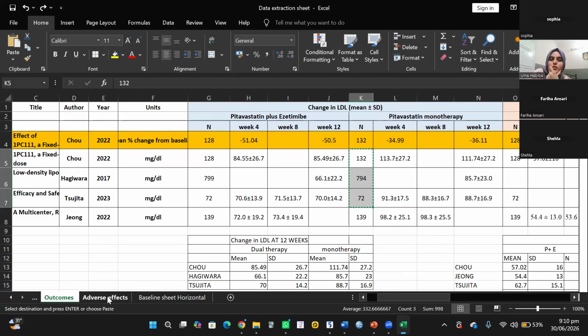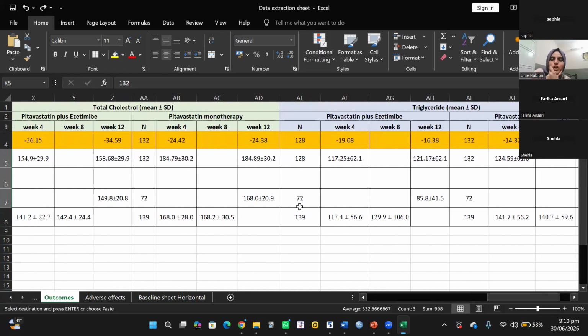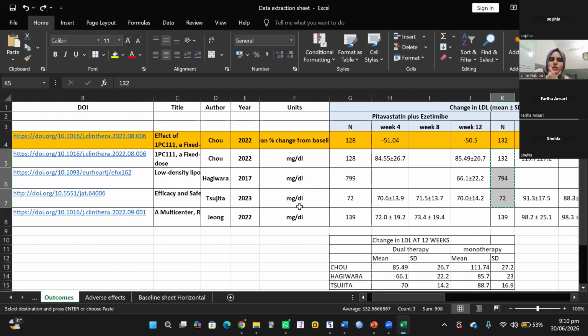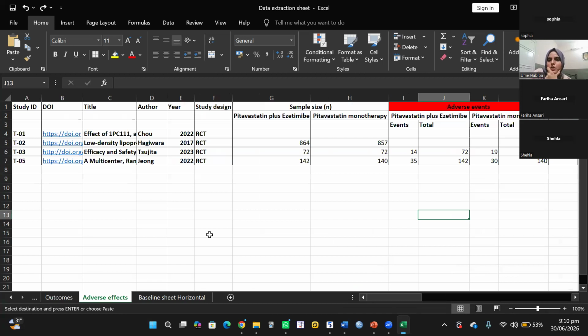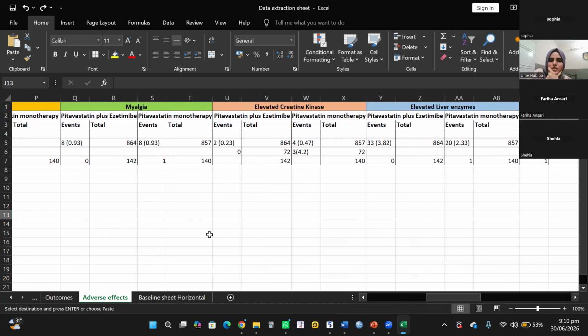Or maybe if you want to do adverse effect, because LDL, HDL, total cholesterol, triglyceride, all of these are continuous outcomes. Do you want to do a dichotomous outcome as well? Adverse effect would be a dichotomous outcome. Either you have an adverse effect or you don't, right? So let me see an adverse effect.